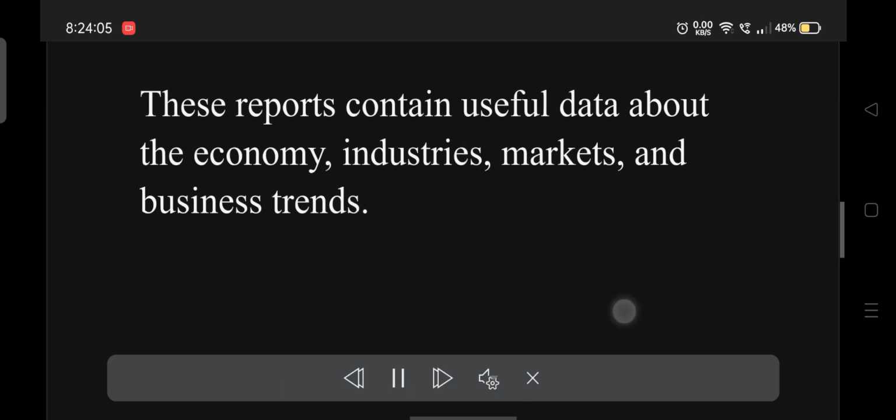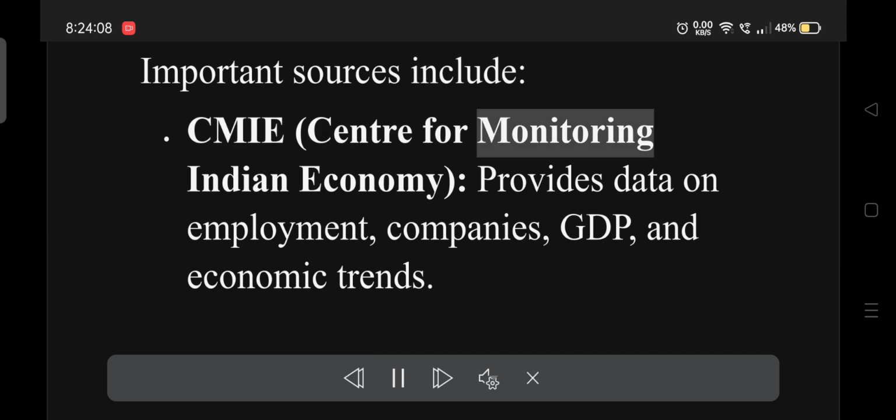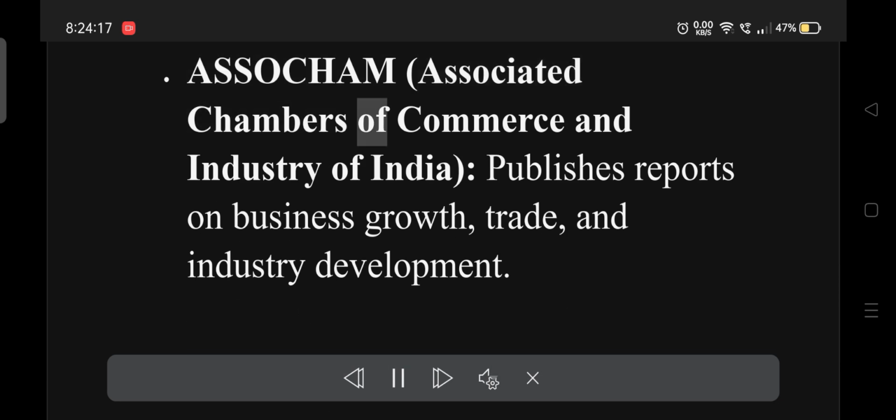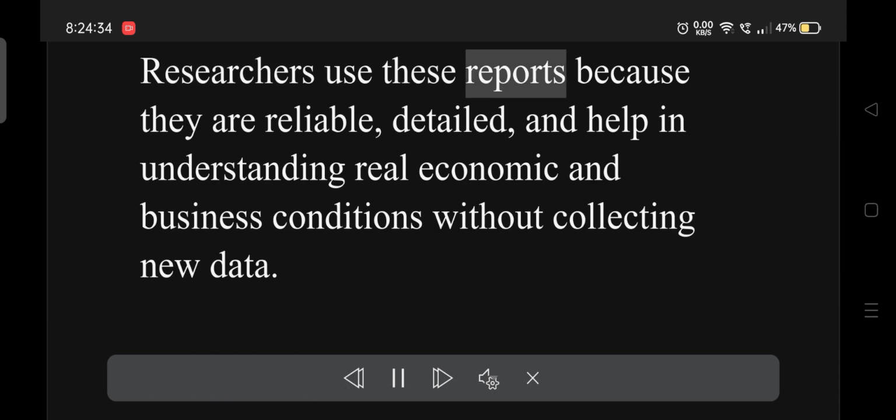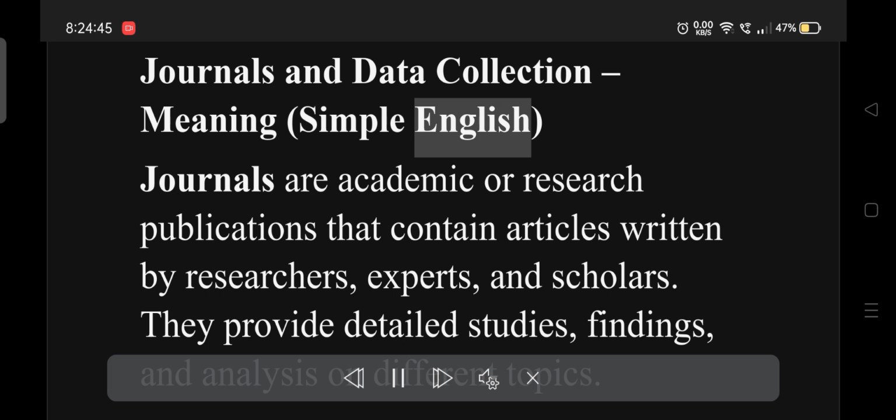Important sources include CMIE, Center for Monitoring Indian Economy, which provides data on employment, companies, GDP, and economic trends. ASSOCHAM, Associated Chambers of Commerce and Industry of India, publishes reports on business growth, trade, and industry development. FICCI, Federation of Indian Chambers of Commerce and Industry, provides reports on industrial performance, policies, and economic issues. Researchers use these reports because they are reliable, detailed, and help in understanding real economic and business conditions without collecting new data.